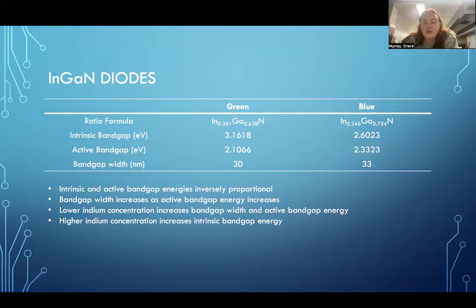This change in trends is due to the increased orbital size of indium. The intrinsic band gap is inversely proportional to the ratio of indium, as the indium decreases the bonding overlap and therefore decreases the energy. The active band gap still trends with the emitted wavelength as expected, with a higher energy resulting in a shorter visible wavelength.